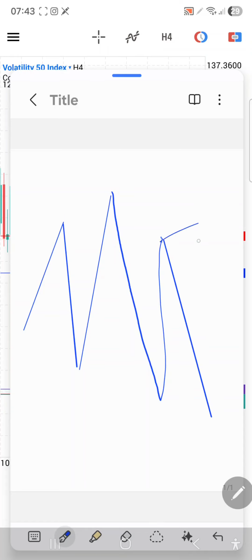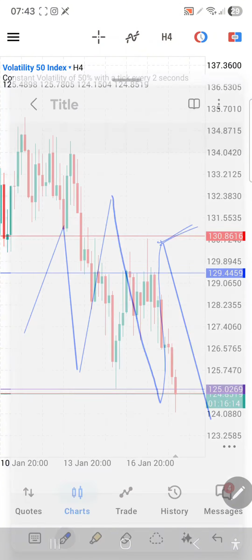So I take my entry from here. So this is what you want to see. You understand? So you can call this liquidity or inducement, but it is more than this.